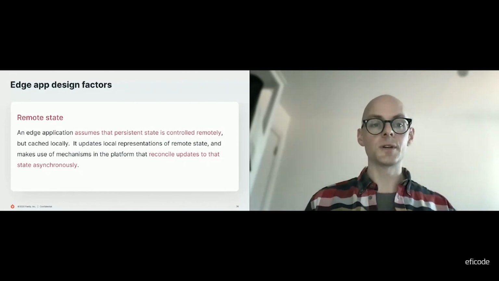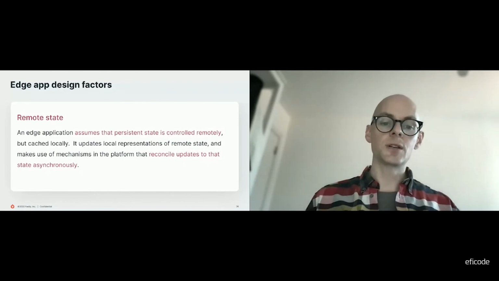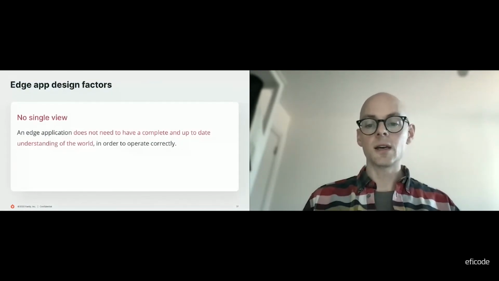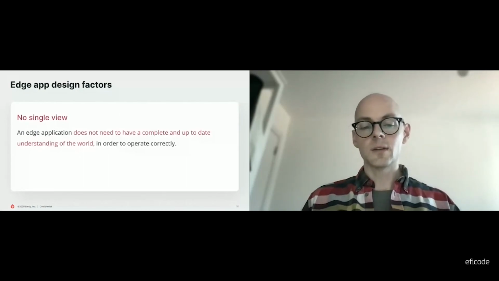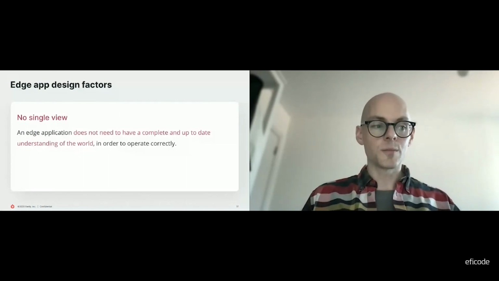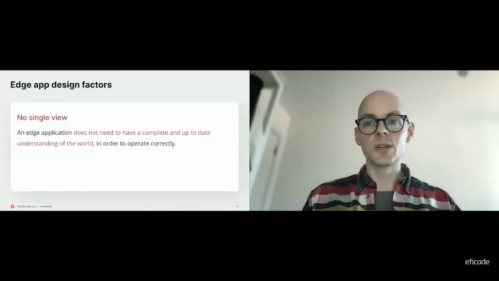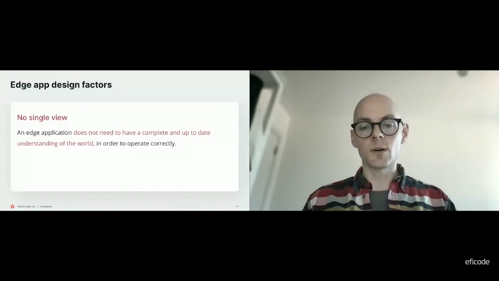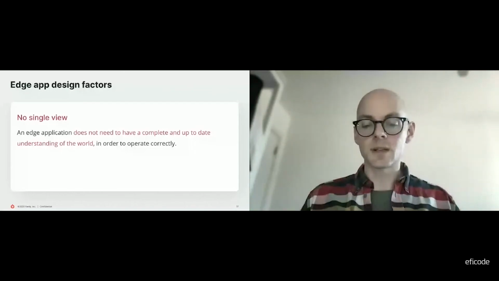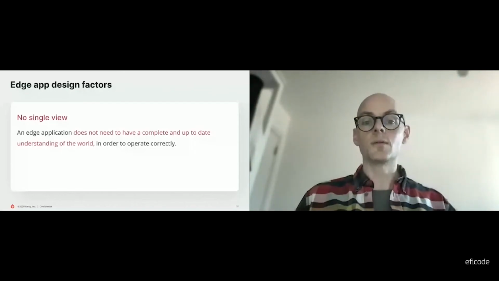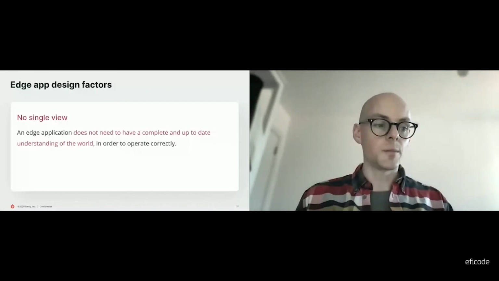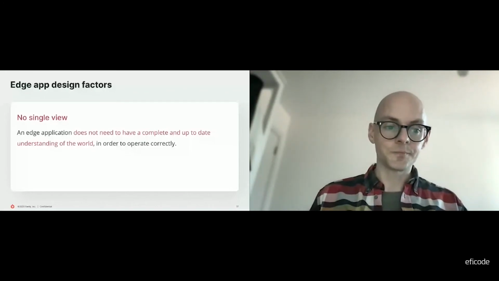The other one is no single view. An edge application does not need to have a complete and up-to-date understanding of the world in order to operate correctly. And the sooner in your architectural evolution that you discard this attachment to the idea of having a complete and comprehensive view of all global state, the sooner you're able to scale more efficiently and more dramatically.